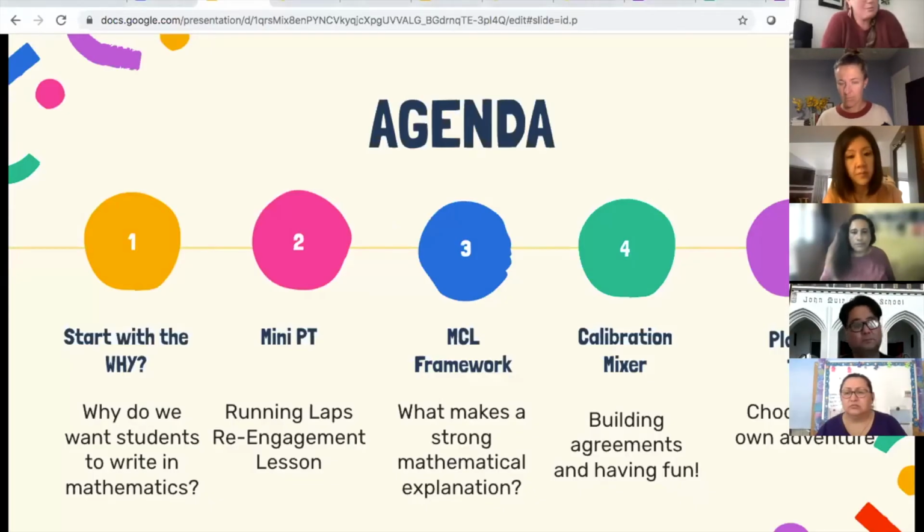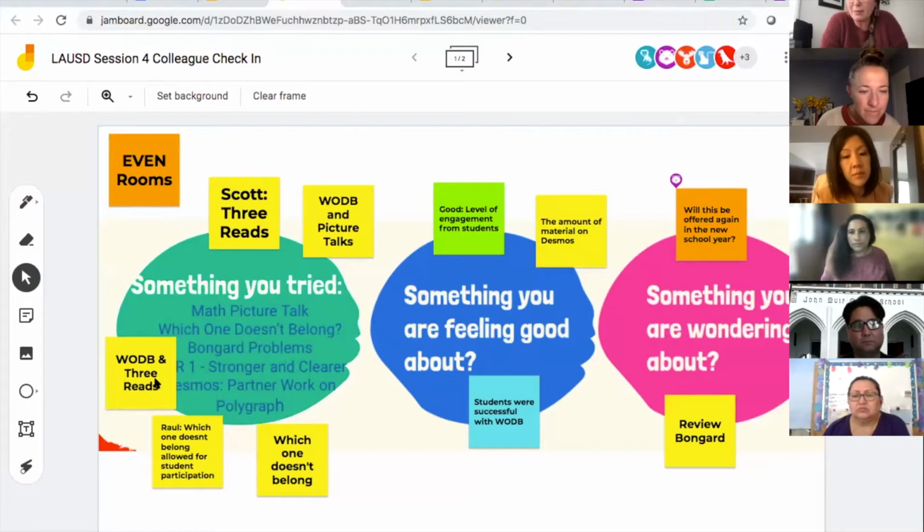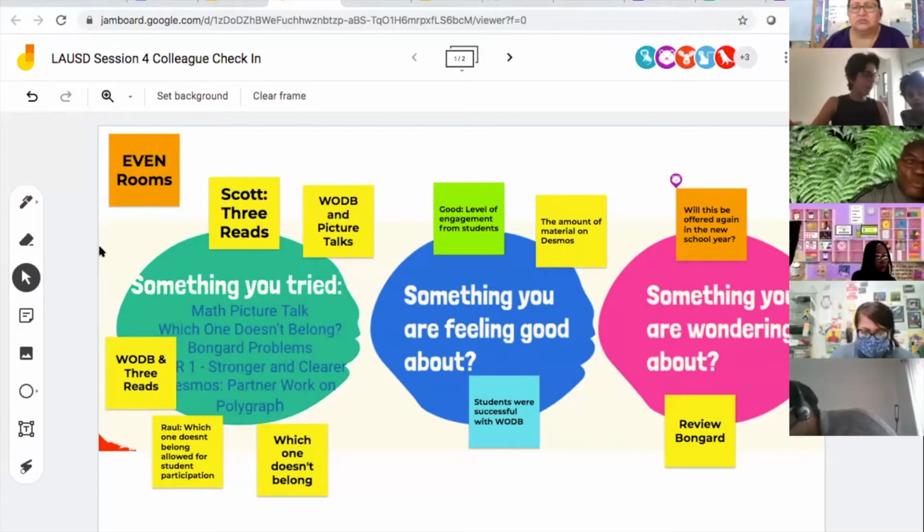Would anyone like to unmute and share a little bit more about that? I see there's some stuff on the Jamboard, but if anyone wants to share, I just want to make a little space for that. Ooh, someone wants a review of the Bond Guard. We're happy to do that at the planning period at the end of this session, if anyone wants to chat about Bond Guard.